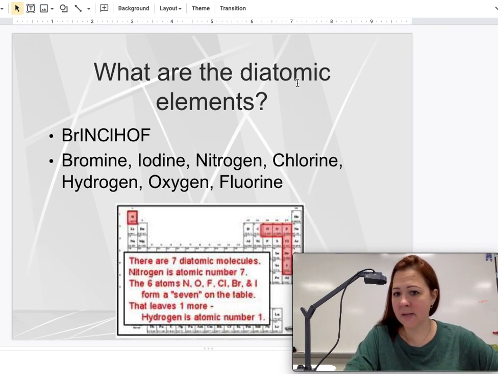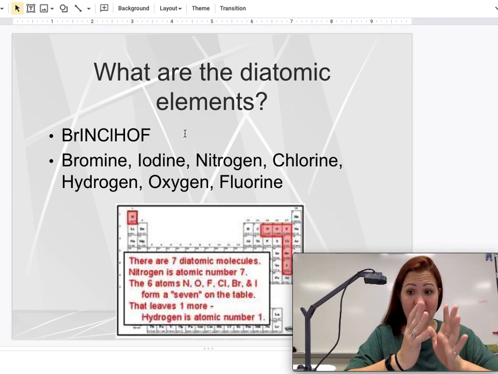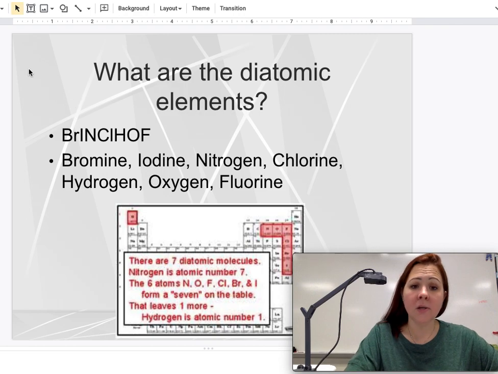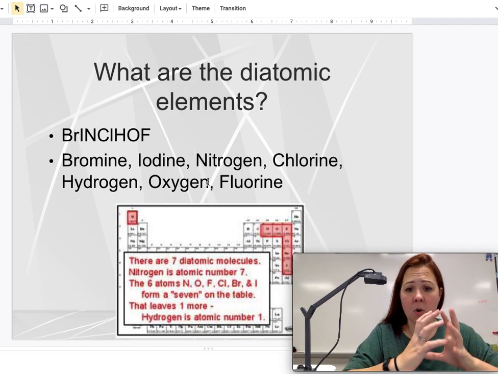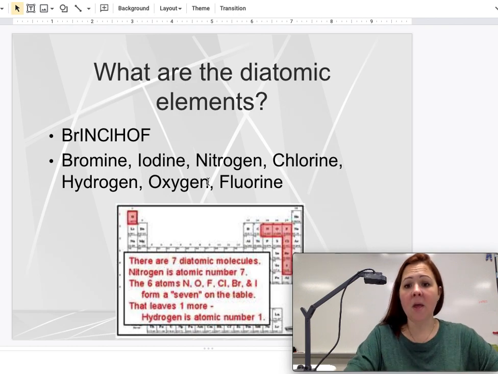Technically, they're called diatomic elements. Typically, I say, don't forget your Brinkelhoff as you're doing these. Brinkelhoff is just the element symbols all put together in a made-up word: BrINClHOF. So bromine, iodine, nitrogen, chlorine, hydrogen, oxygen, fluorine. And with these diatomic elements, when they only have themselves to bond with, they make a covalent bond.